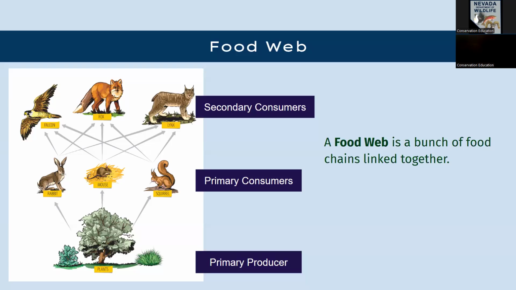So if we're thinking about all these levels in a food chain, again, remember we have primary producers, primary consumers, secondary consumers, tertiary consumers, and so on and so forth. What do you guys think our trout are, our rainbow trout? And you guys can throw that in the chat.